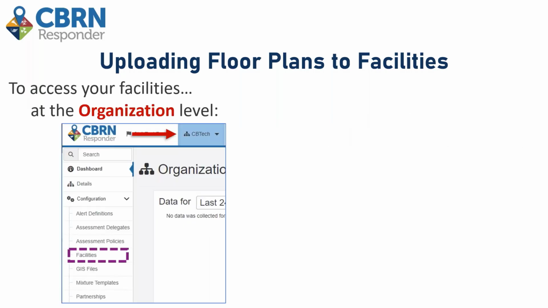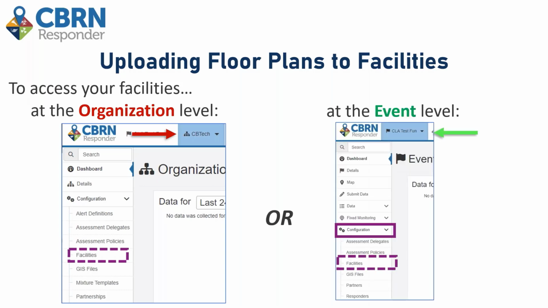First things first, in order to access your facilities, you can do so at both the organization and event level. From the organization level, on your left-hand navigation column, you'll see a configuration menu. Expand that and select facilities to be brought to your facilities page. Likewise, at the event level, you'll also see a similar configuration menu, and you can select facilities here.